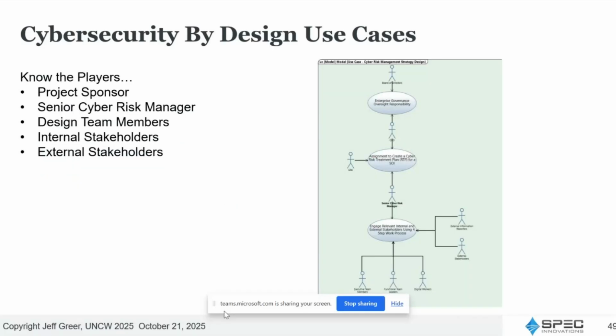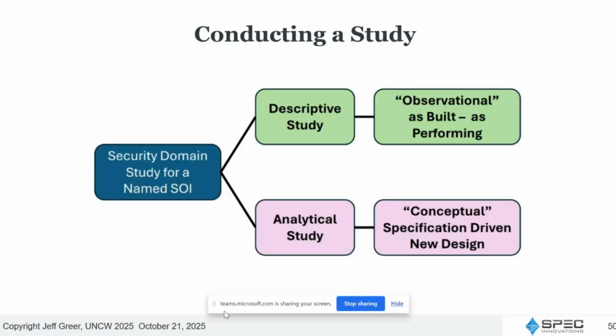So you have to think about your use case and the players: who are the project sponsors, who's the senior cyber risk manager, design team members, internal stakeholders, external stakeholders. You need to know who all these folks are. And then if you think about use cases, you can conduct a study. It can be a descriptive study, observational, as built, as performing, or it can be an analytical study, which is a conceptual design, specification driven, to accomplish a specific function. So conducting a study is one use case.